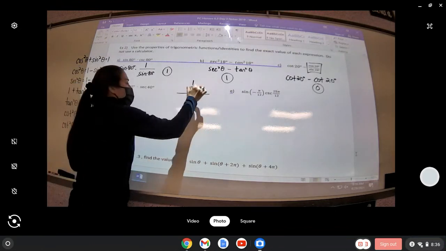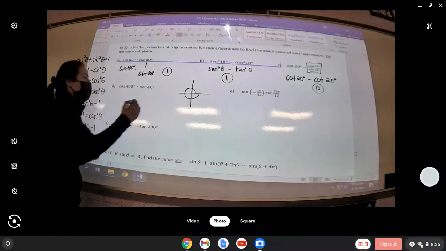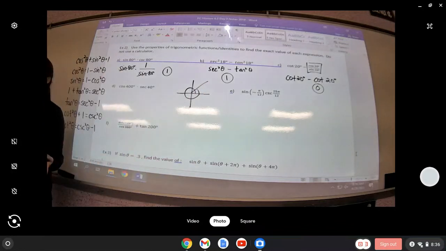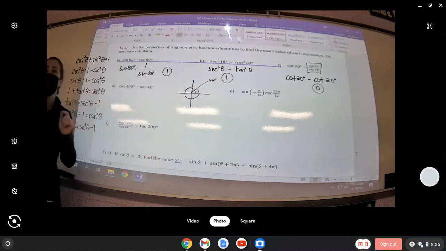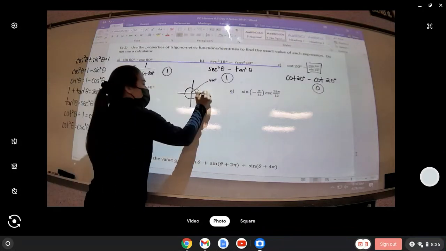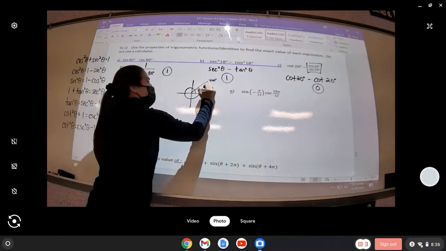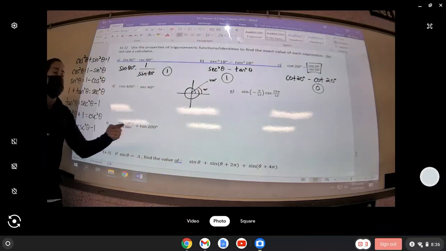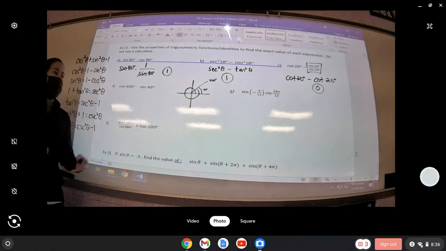Well, if I go all the way around, there's positive 360 degrees. So to get to 400, I have to go 40 more degrees. Does everybody agree with that? So really, 400 degrees actually lands in the exact same spot as, what is this reference angle right here, the angle between your angle and the x-axis? 40 degrees. It's 40 degrees past 360. So 400 degrees lands in the exact same spot as a 40-degree angle.